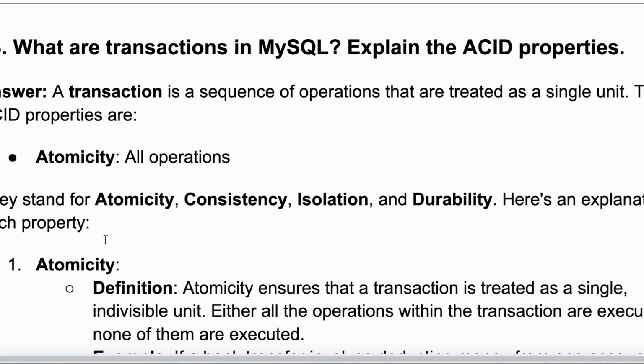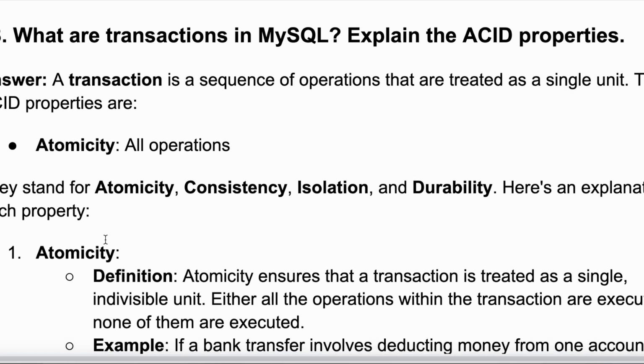Next, what are transactions in MySQL, and explain the ACID properties. This is a very important question from the database point of view: what is a transaction and what are ACID properties. A transaction is a sequence of operations that are treated as a single unit. The ACID properties stand for atomicity, consistency, isolation, and durability.